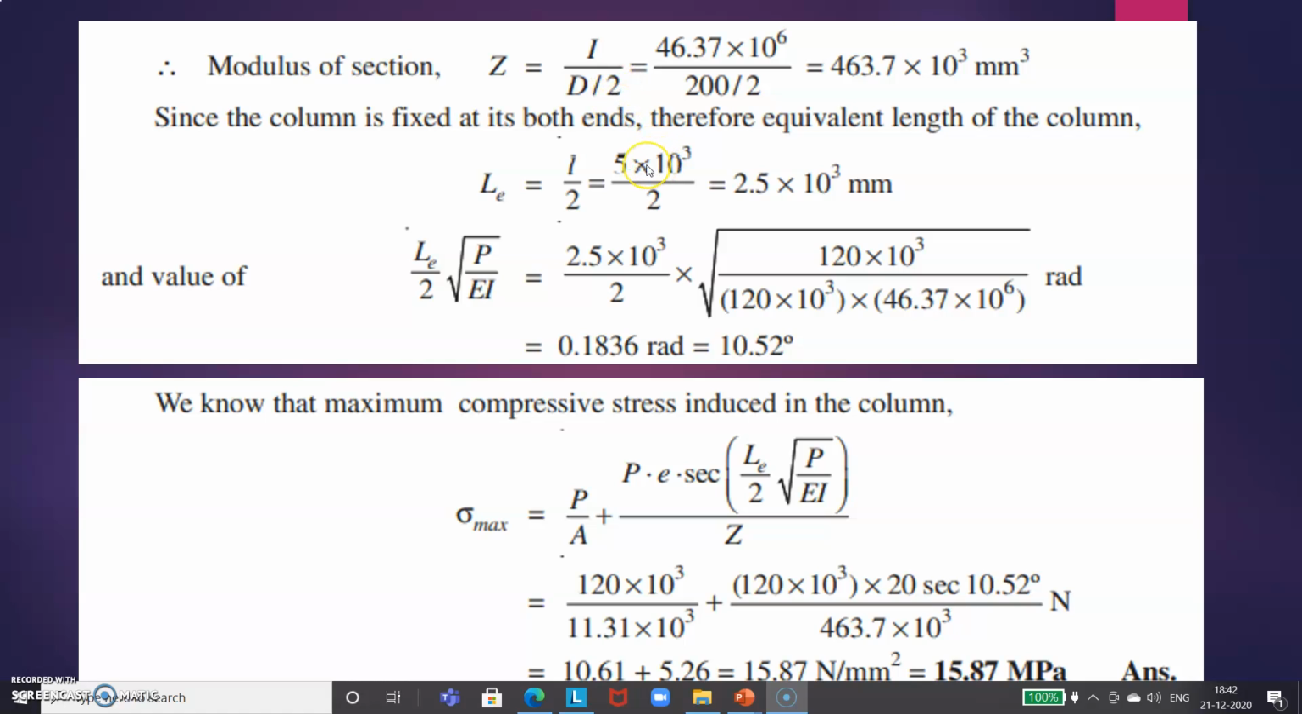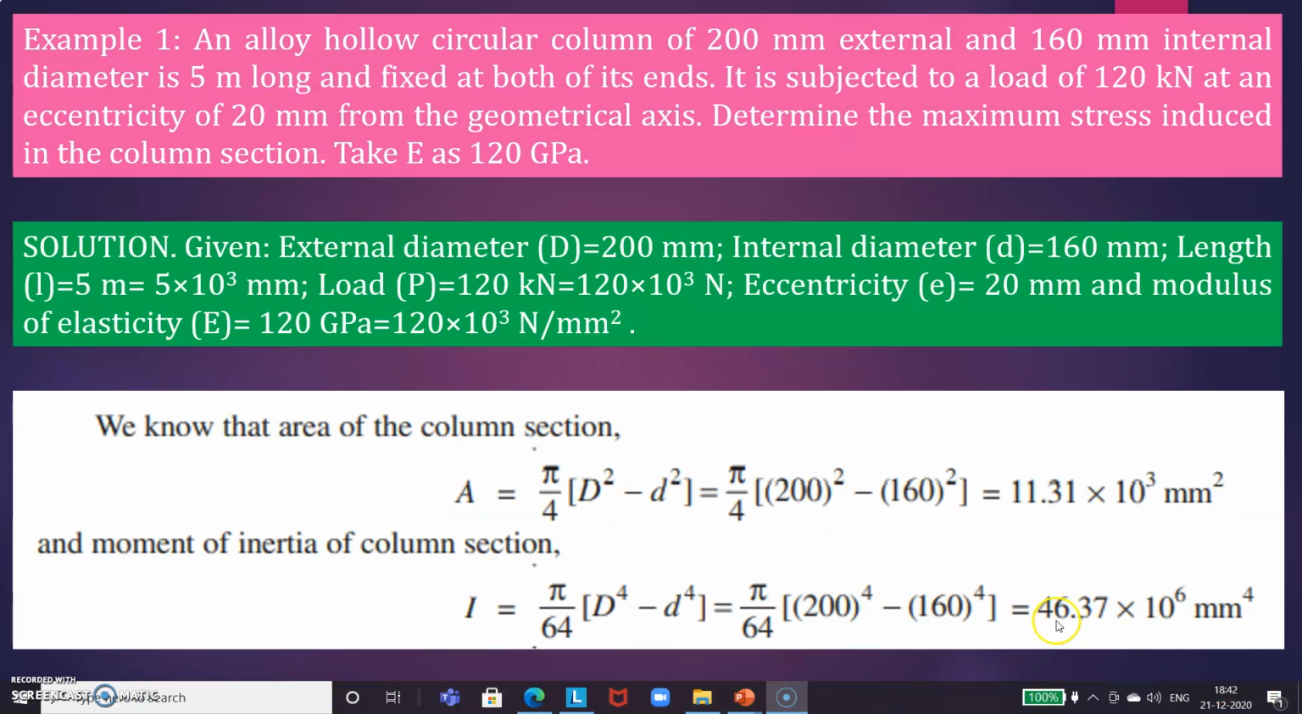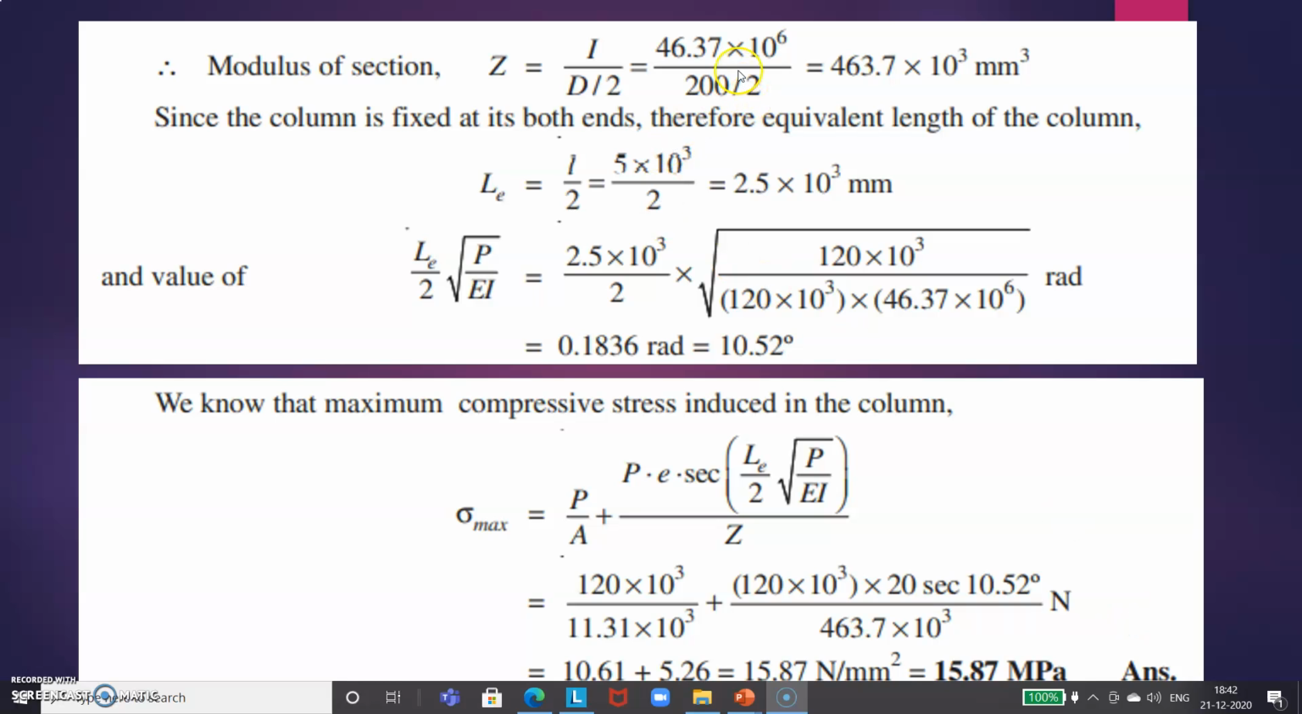This is a hollow circular section. So Y maximum is capital D divided by 2. That's why the section modulus is given by I divided by D by 2. I is the calculated value, 46.37 into 10 raised to 6, divided by capital D, that is 200 divided by 2. Simplify this, you get 463.7 into 10 raised to 3 millimeter cube, because this is the section modulus, I divided by Y maximum.